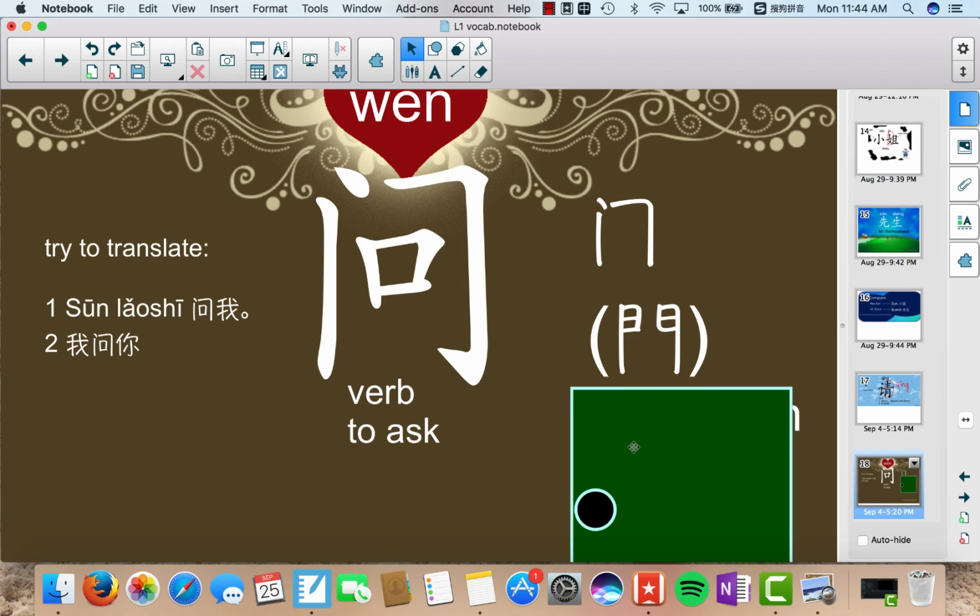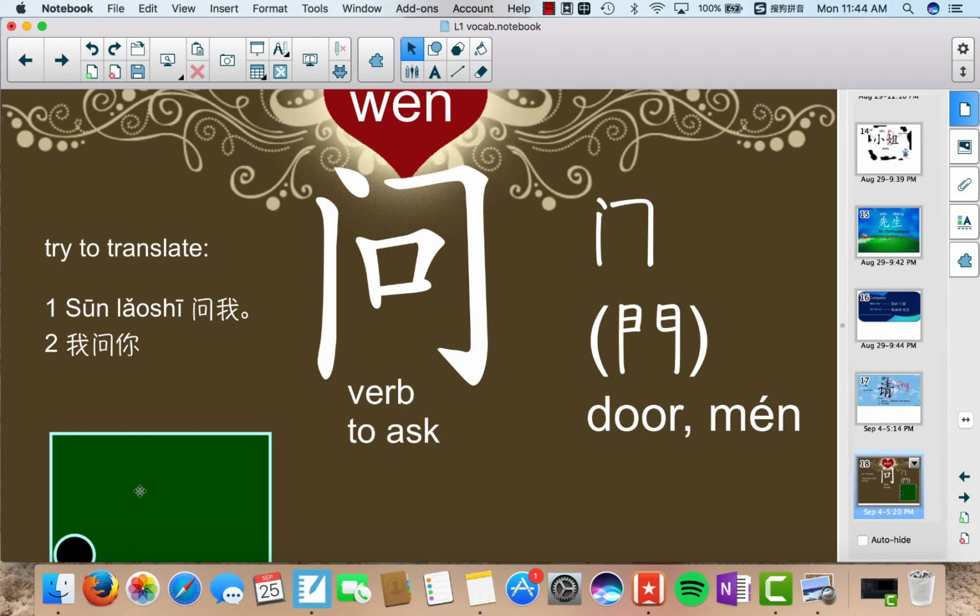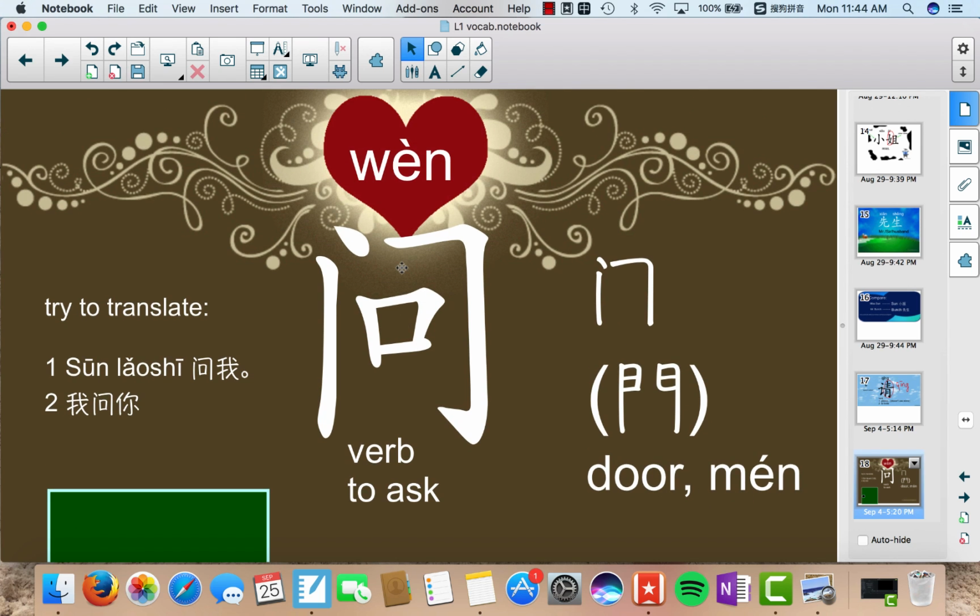Let's have a look at the traditional one. Does that make more sense? More like two doors, and you can open up and close. But anyway, this is a door radical, pronounced as 门. Let's imagine that you are having your mouth at the door to ask questions. So this is 问. So let's try to translate. 孙老师问我. Can you understand it? Teacher Song asked me. 我问你, I ask you.